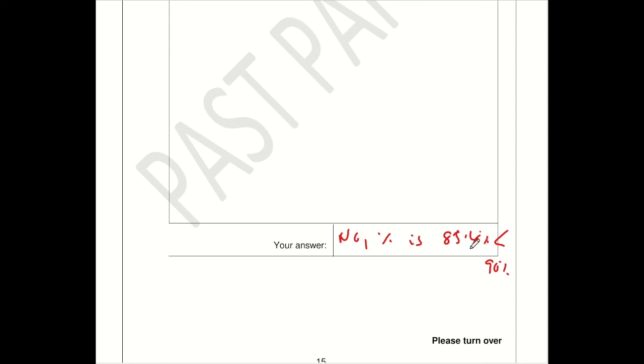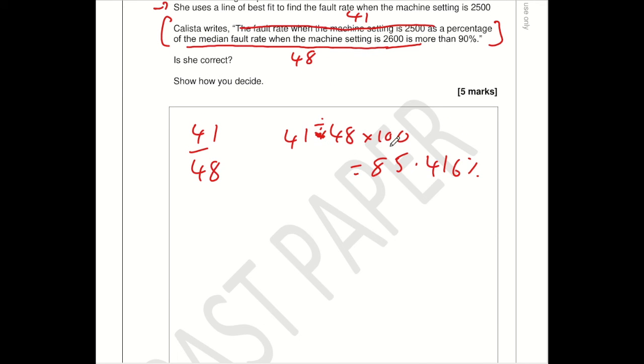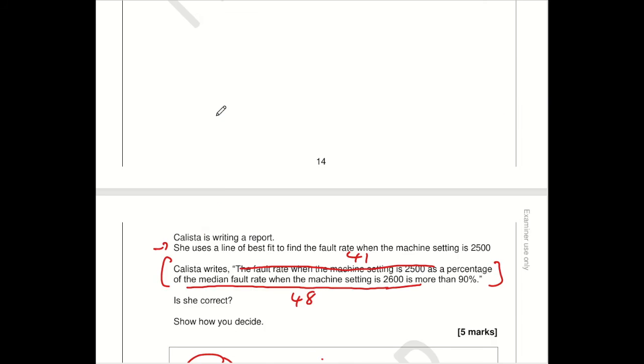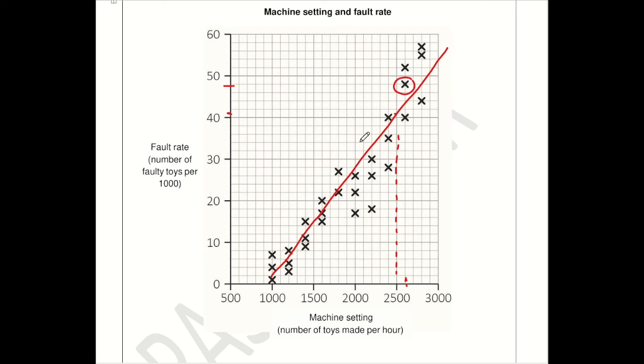You may not have exactly the same percentage as me, and the reason for that is because you should hopefully be agreeing with me with the 48, but you may not have got 41 with your line of best fit, because your line of best fit may look slightly different, and that's totally fine as long as it's not miles away. If your line of best fit for 2,500 is going through at 30, then yeah, that is definitely incorrect, but it should be somewhere around 40, 42-ish in my opinion.